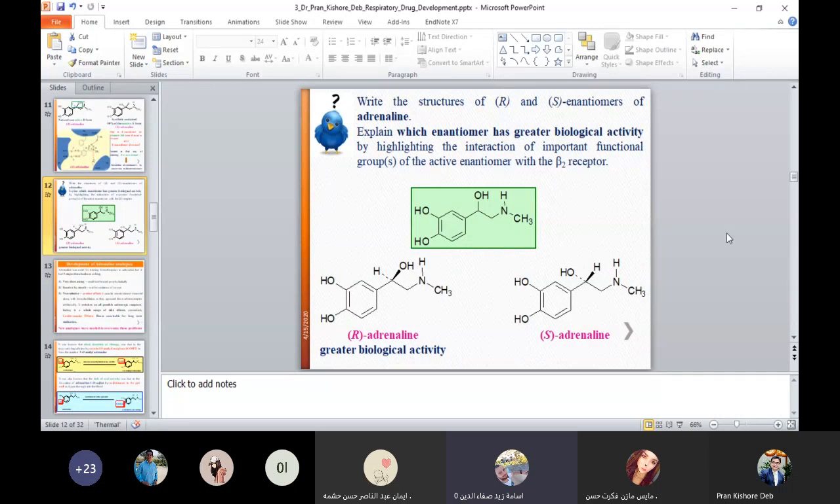Okay. The R form is more biologically active than the S form, because in the R form the alcoholic hydroxide is above the plane, and it can form the bond with ASN 293 of the beta receptor. Yes, it can form hydrogen bonding.